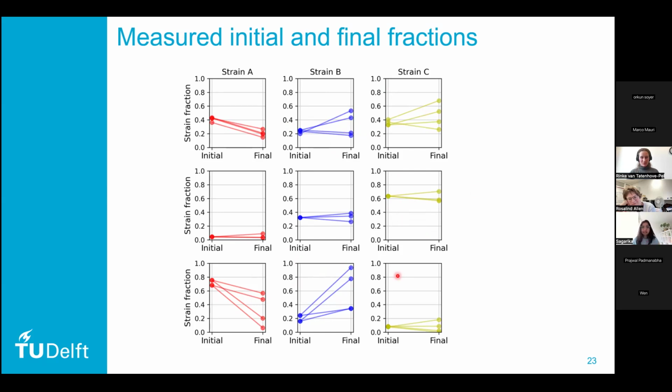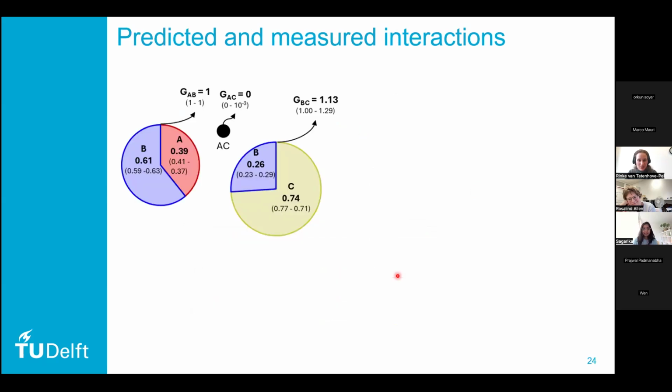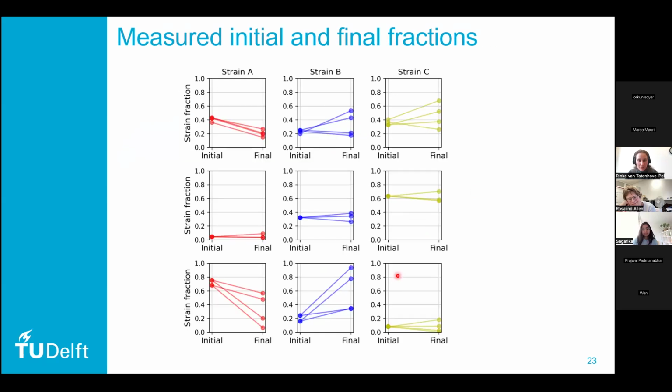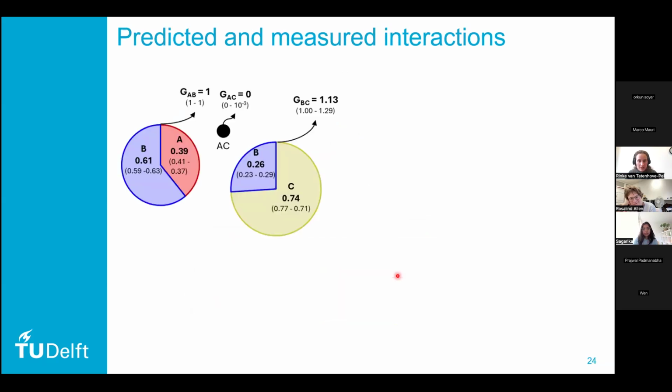And yeah, as you know, things almost never go well the first time. So quite some time investment here. But if we then take these initial fractions, the lambda and the final fractions, and put it into the model, this is what we got out. So the G for A and B is set as the reference. So this will always be 1.